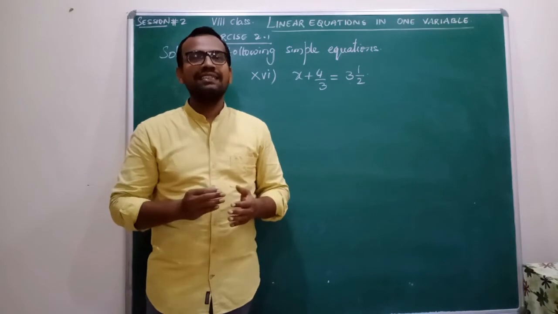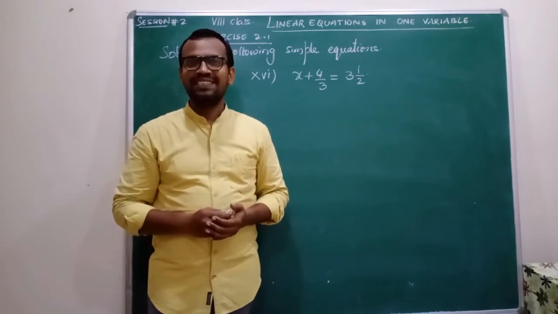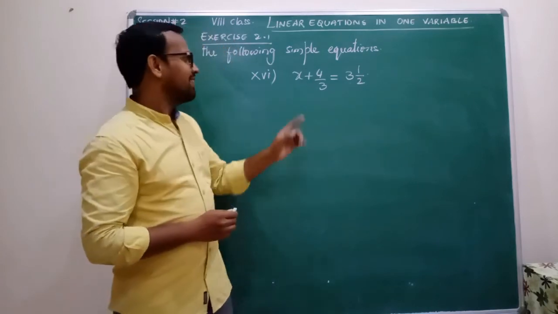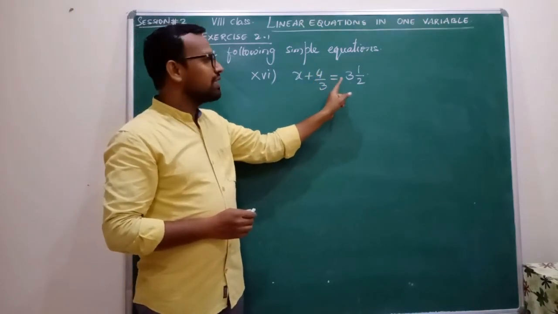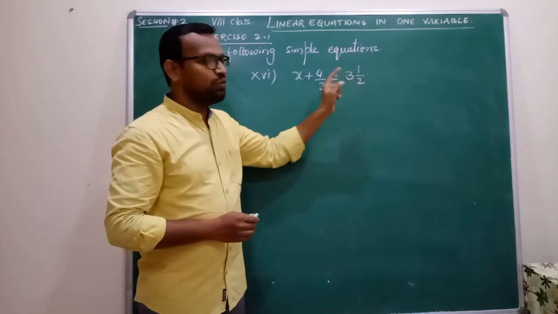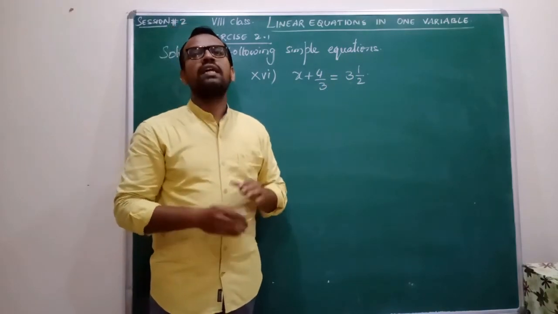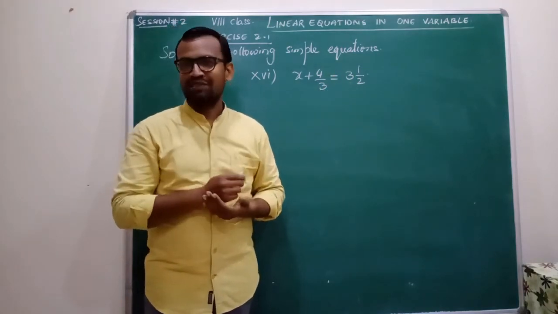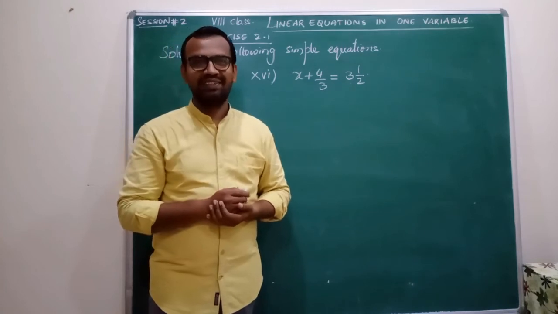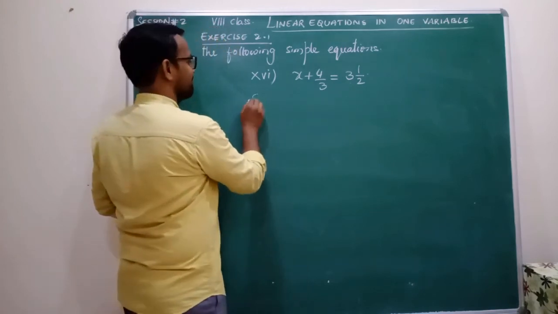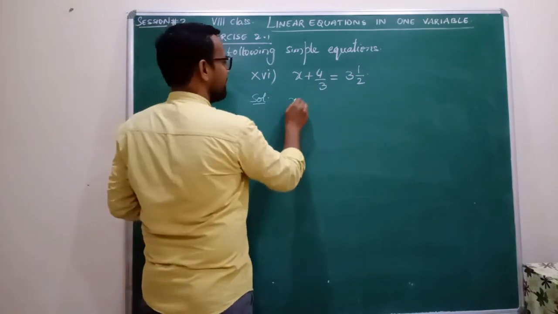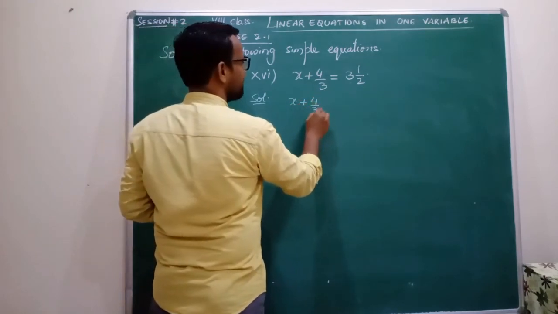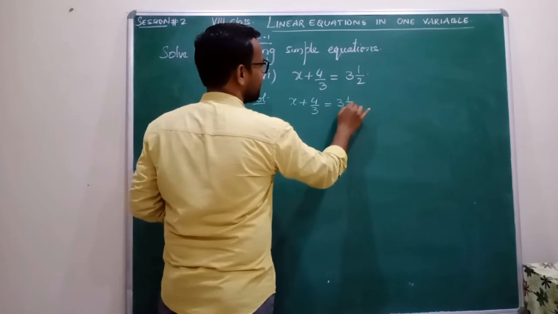The 16th equation from this exercise is like this. X plus 4 by 3 is equal to 3 1 by 2, 3.5. Now, we need to find the solution of this equation. Okay. So let me write the given equation. X plus 4 by 3 is equal to 3 1 by 2.